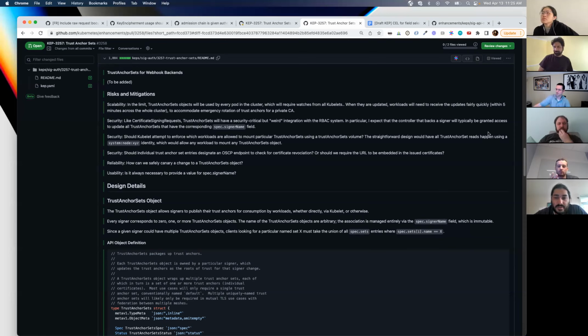I've talked to some people on the internal GKE scalability team about this, and their opinion is if it is a resource which there are not that many per cluster, like we don't expect the number of trust anchor sets to scale with the size of the cluster, instead you might have like 6, and they don't change that frequently, then it's okay that every node is pulling them into a watch cache.